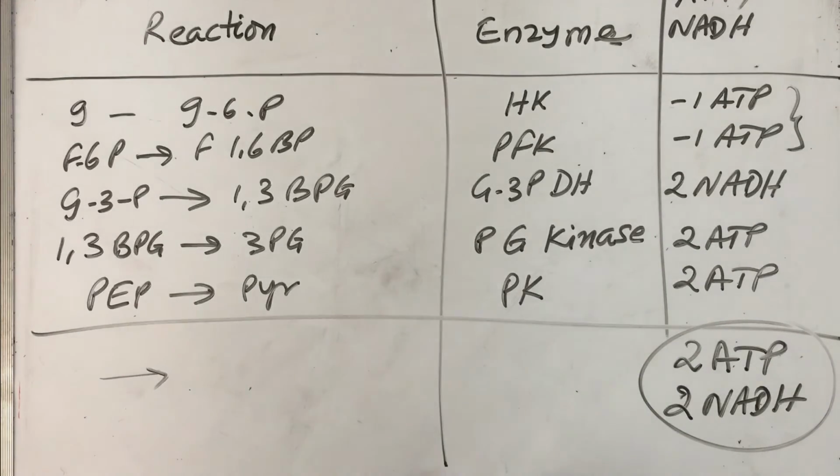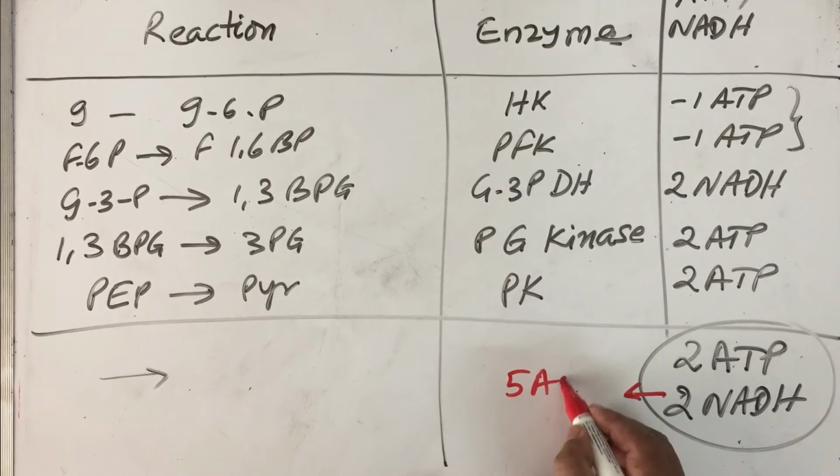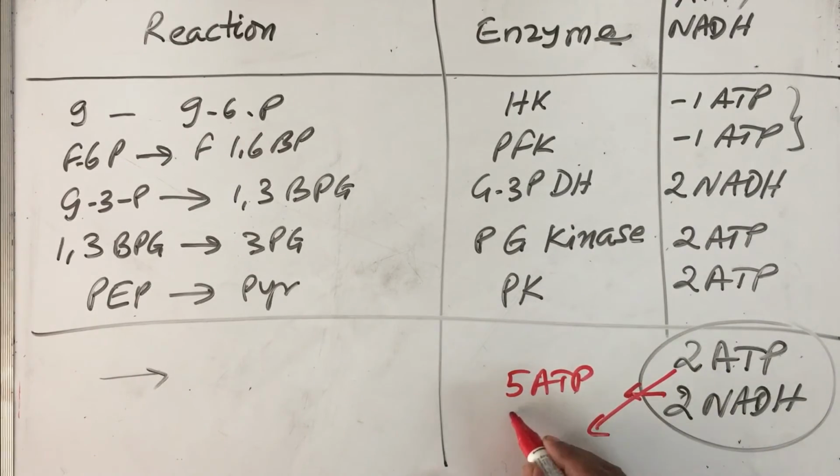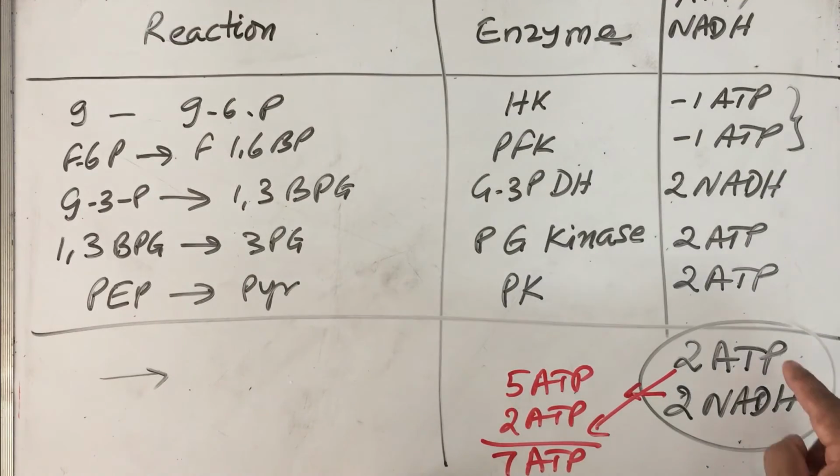Now remember, if this NADH enters into oxidative phosphorylation, each NADH can give rise to 2.5 ATP molecules. So 2 into 2.5 is 5 ATP molecules. Plus you add this to the 2 ATP. So if glycolysis ultimately results in the aerobic phase, we will have 7 ATP molecules. So this is the point to be noted down. In the anaerobic phase, it will produce only 2 ATP molecules and 2 NADH molecules.